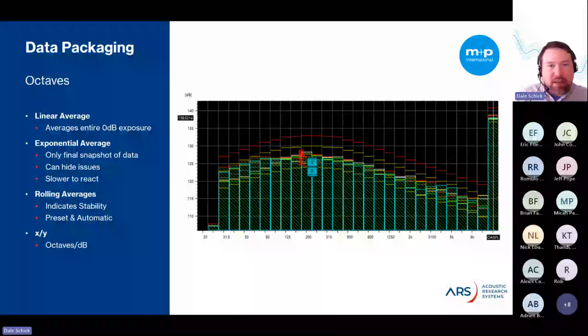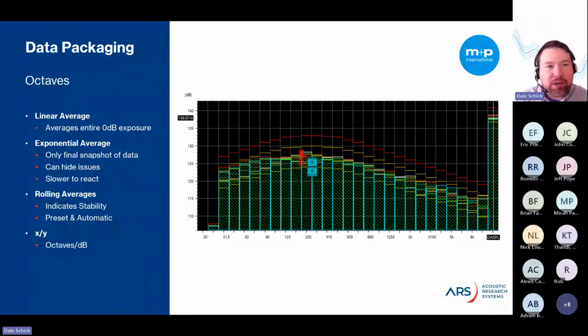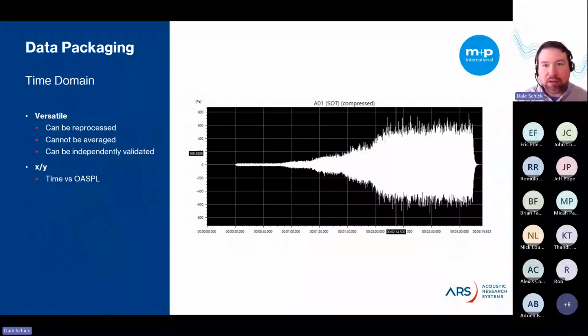So then we have, lastly, the octaves. And that will give you the average of the entire 0 dB exposure. And that's a linear average, right? It's really important when you're looking at the octave data and the PSD data to ensure that this spectrum here is drawn by a linear average from the full time history. And what I mean by that is the averages starting here will matter just as much as the averages here.